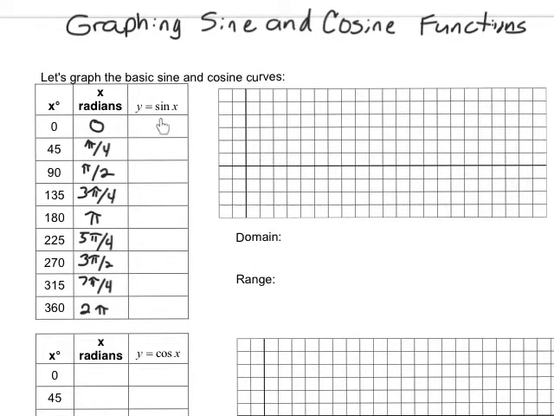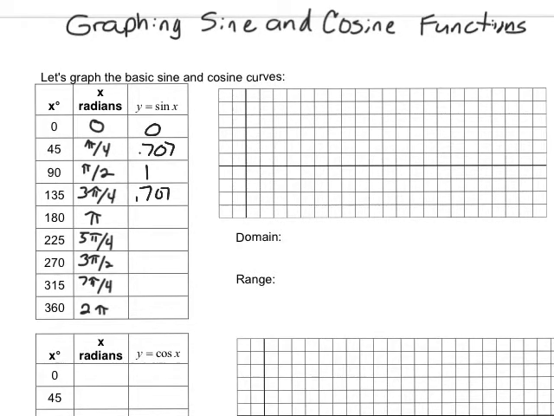So for each one we're going to write a decimal value for the sine of x. For the sine of 0, we talked about that. That's a quadrantal angle. The sine of 0 is 0. For pi over 4, it is 0.707. At pi over 2, the sine is 1. 3 pi over 4 is the second quadrant. Sine is still positive, so it's 0.707 again.